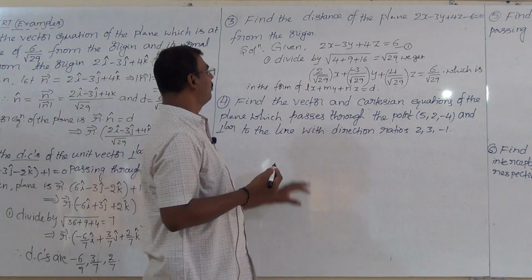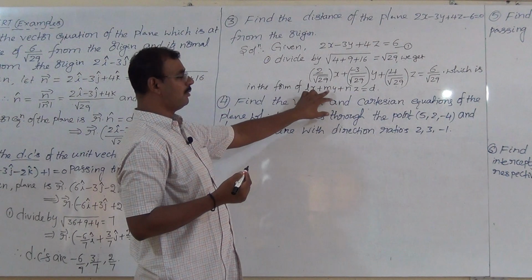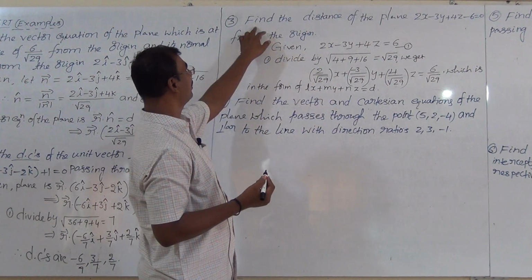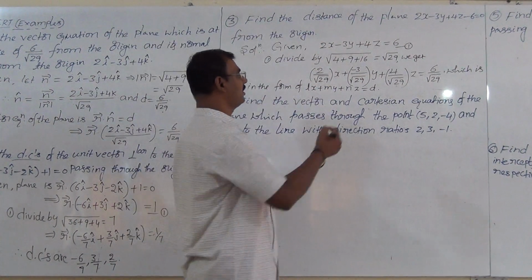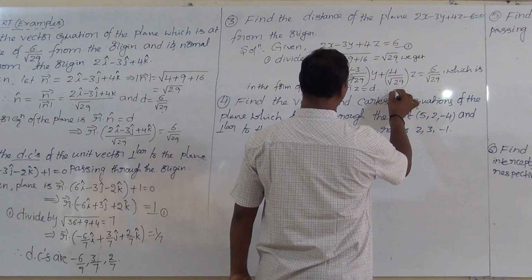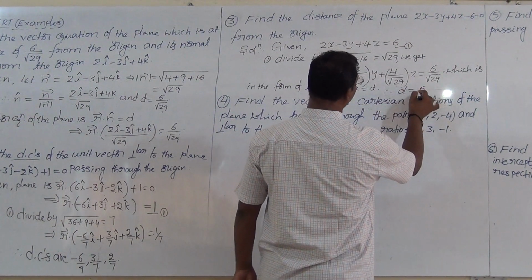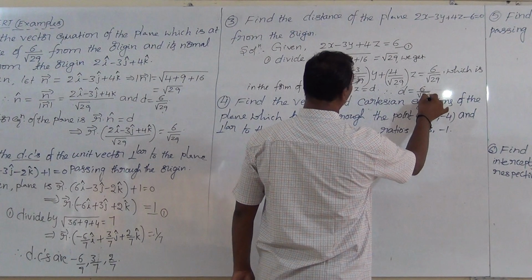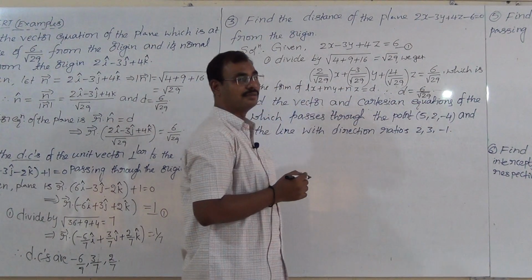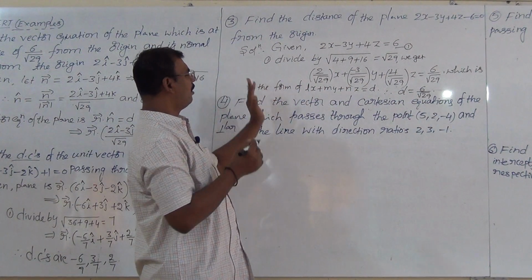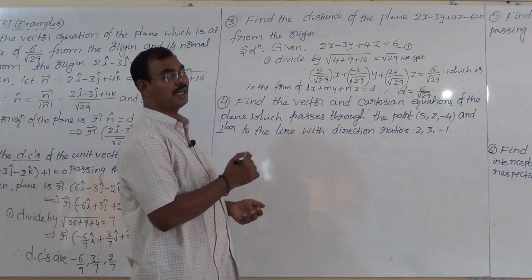But what is being asked here? Not the normal form, he asked to find the distance. So what is the distance here? The d value. Therefore d is equal to 6 upon square root of 29. Very simple.